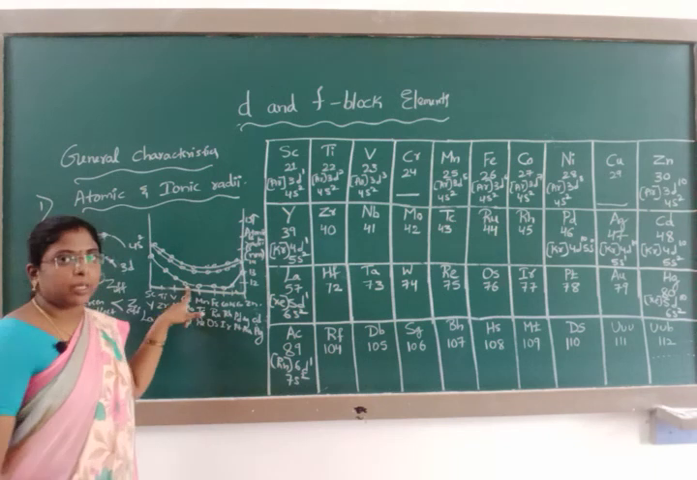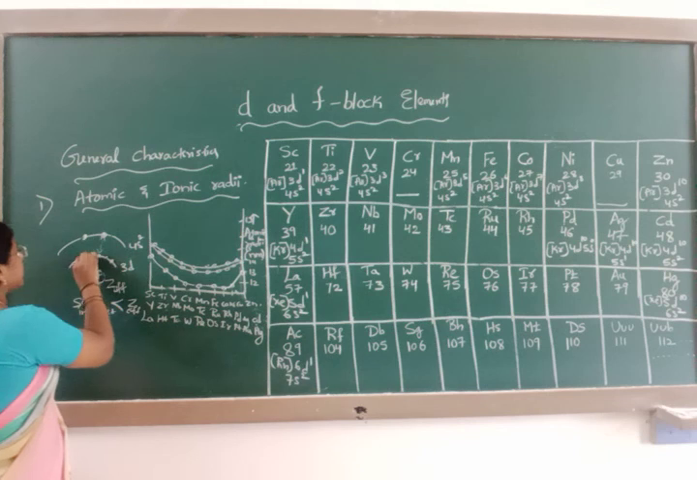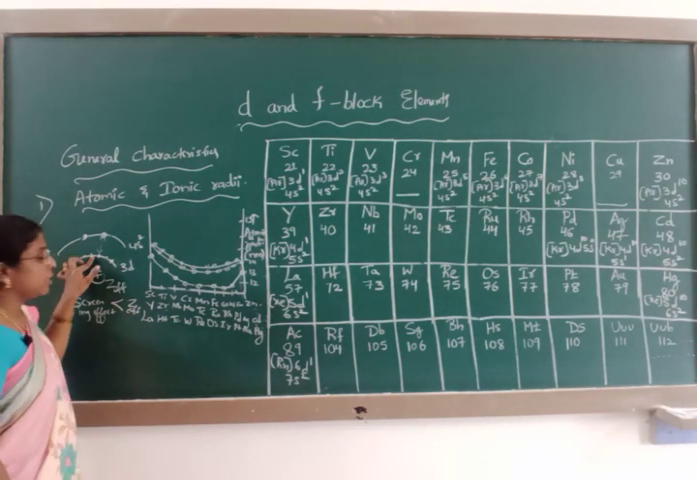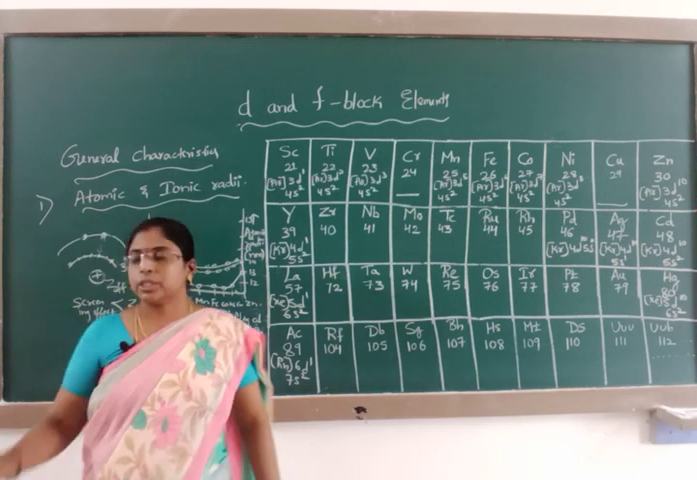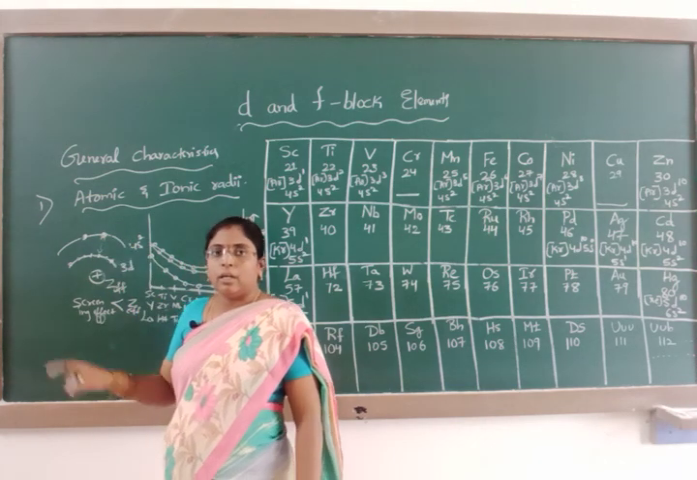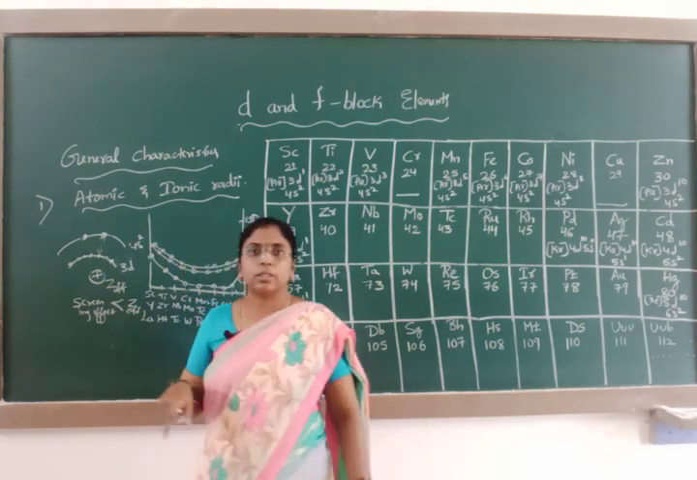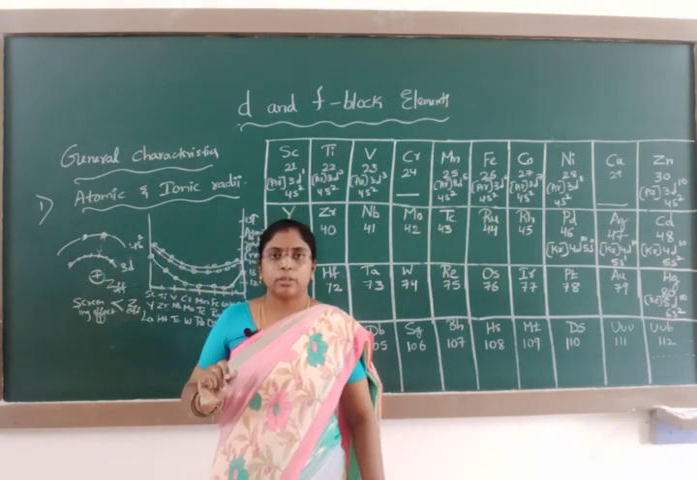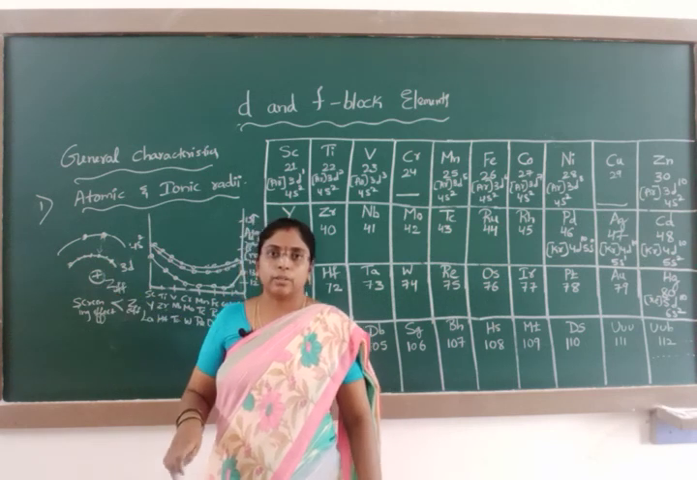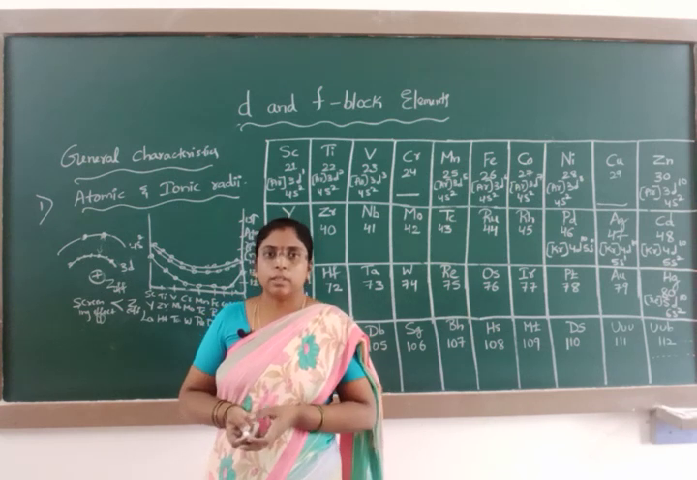After chromium, what happens here? The number of electrons in the 3d shell increases. Here the screening effect also increases, the repulsion between the electrons of 3d as well as 4s also increases. When you add electrons, effective nuclear charge also increases, screening effect increases, and both become the same, they become constant.